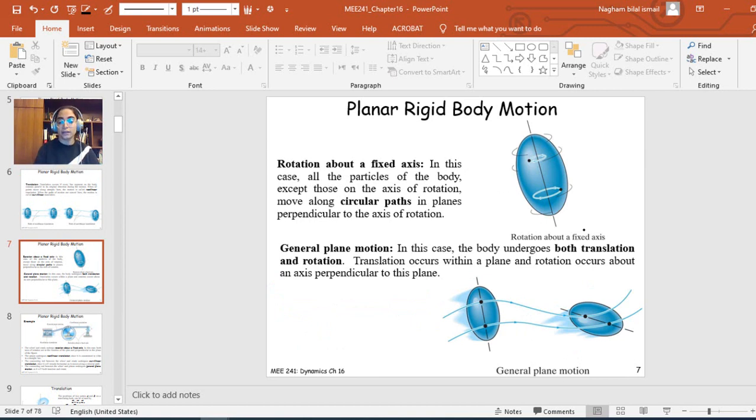Now, if I have a rotation, in this case, the body undergoes a rotation about a fixed axis inside this body, which means all the particles of the body, except of course those on this fixed axis, will move along a circular path in the planes that are perpendicular to this axis of motion. Now, if I have both the translational and rotational motion, then the translation occurs within a plane and a rotation occurs about an axis that is, of course, perpendicular to this plane. So in the general plane motion, I'm going to have both types of motion.